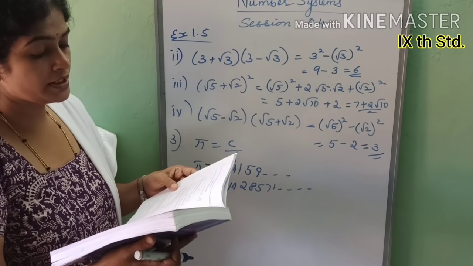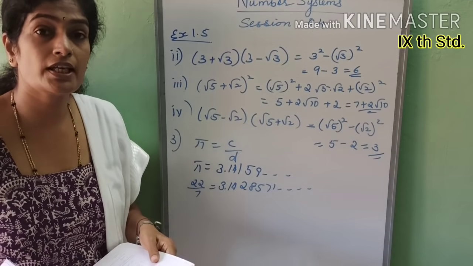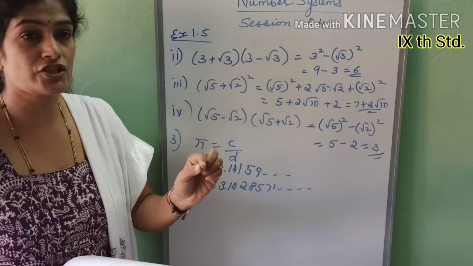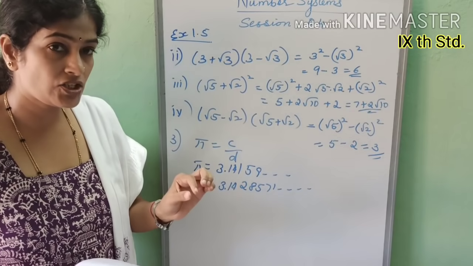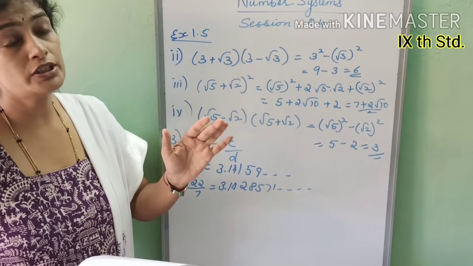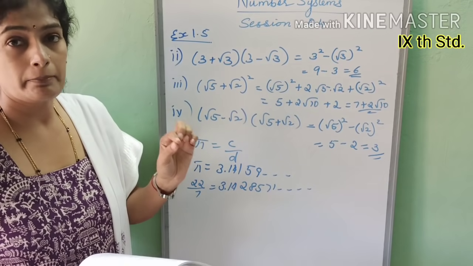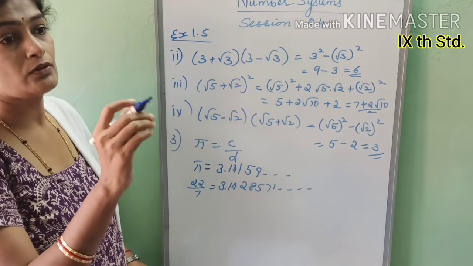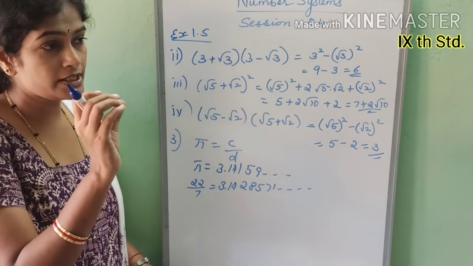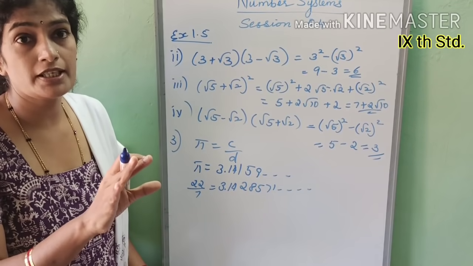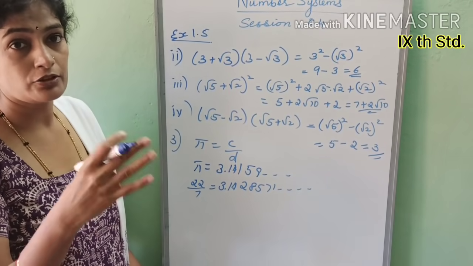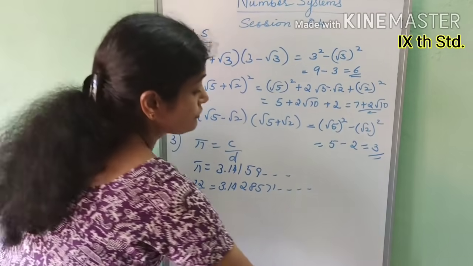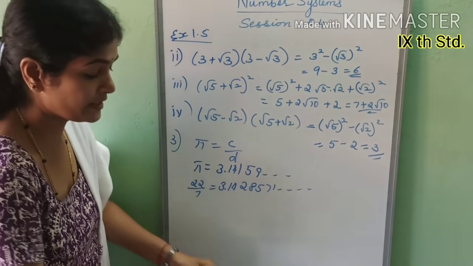Rationalize the denominators of the following. What does rationalize mean? Rationalize means if the numbers in the denominator are irrational, we will make them rational by multiplying both the numerator and the denominator by suitable numbers. That is, rationalizing means if the number is an irrational number, that too in the denominator, we will try to make the denominator a rational number. That process is known as rationalization. So, the fifth question, we will do it. Let's see the fifth one.